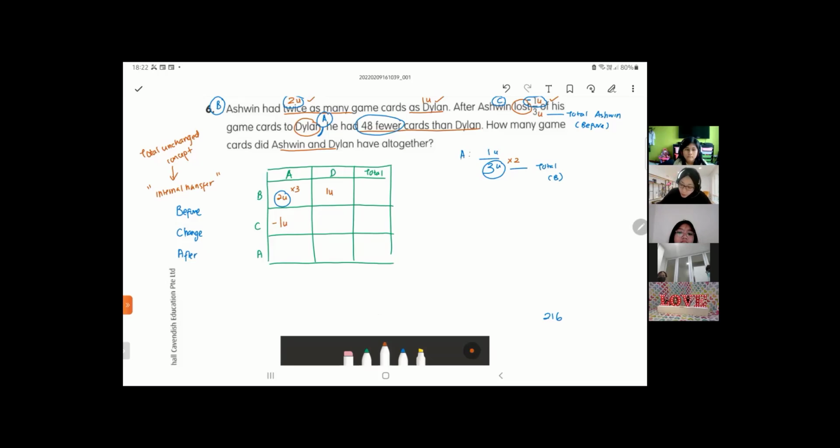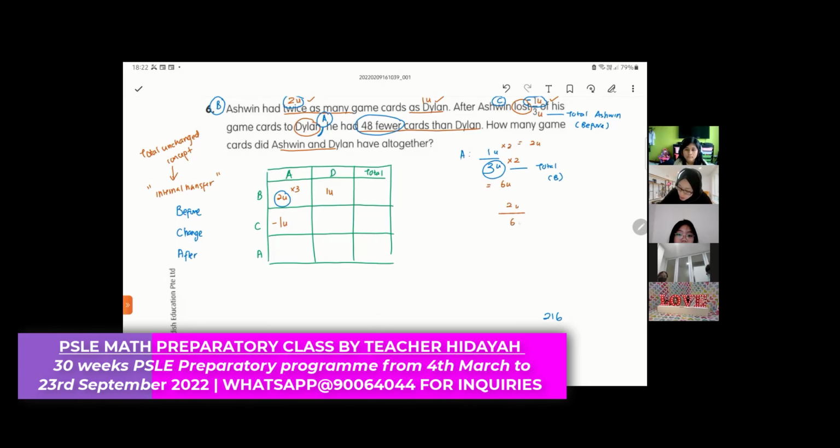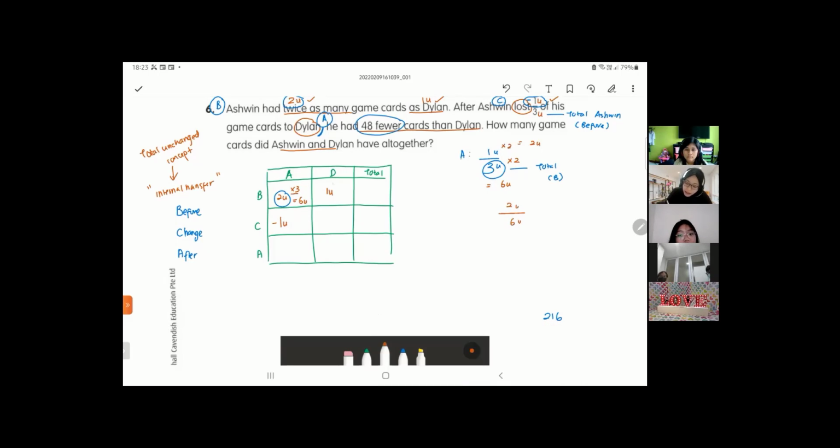So I times 3 here. Why? Because I'm making it into 6 units. Here, I times 2 as well. So this one becomes 2 units. So what happened to this? 2/6 units. Okay. So in this case, it is 6 units. So what I do here, this will be affected also. Whatever that is in the before row will be affected also. Equals to 3 units.